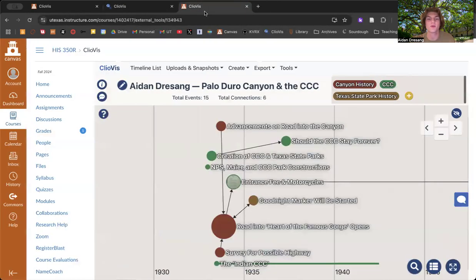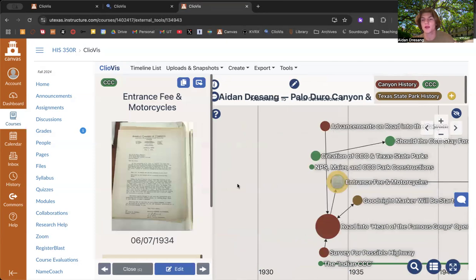All right, the third way that you could use it, and this is another class that I used it in, is analyzing primary documents and putting them in communication with secondary sources. And then you can export that and have students make that into a paper, which is what my professor did.